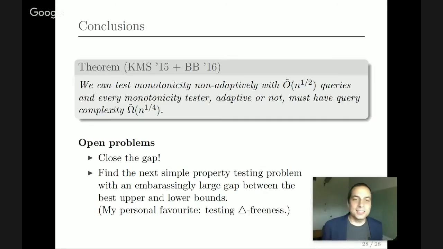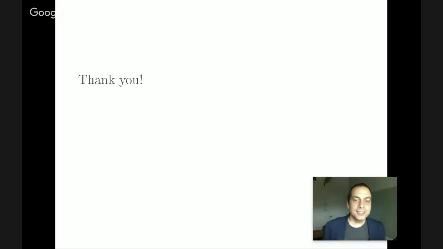This might be the next obvious problem, but I'd love to find more of these problems where we have huge gaps and we don't know why. And somehow this could tell us something new about fundamental classes of Boolean functions. I think that's it. Thank you very much.